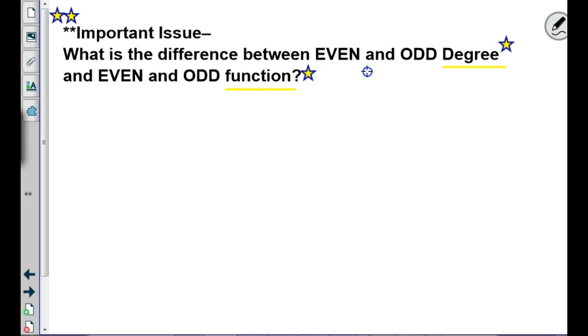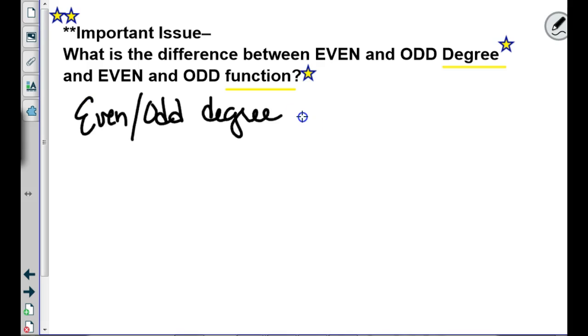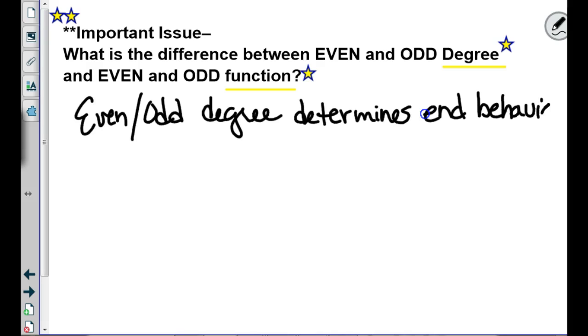It says, what is the difference between even odd degree and even and odd function? Even odd degree determines end behavior. So even would be both ends going the same way. Odd would be opposite directions.